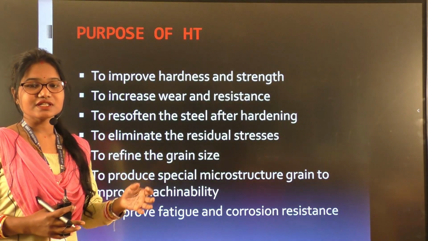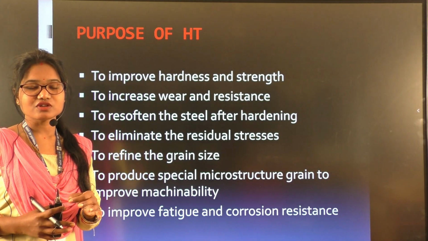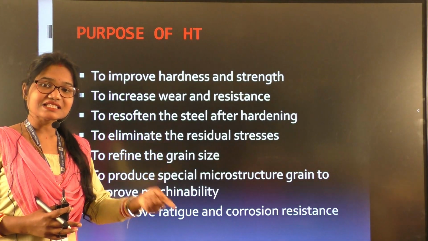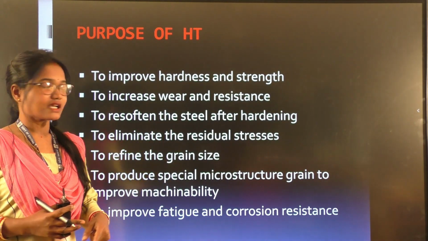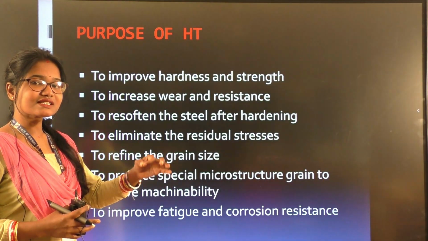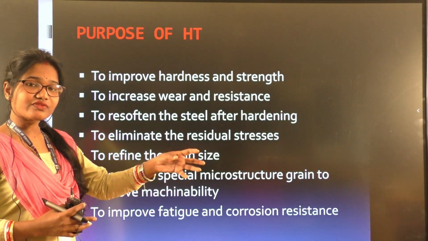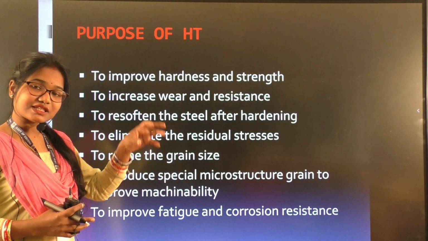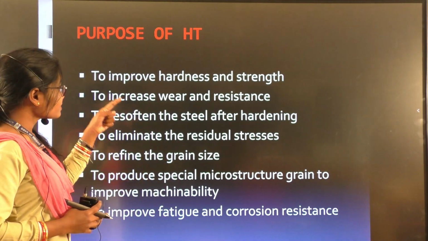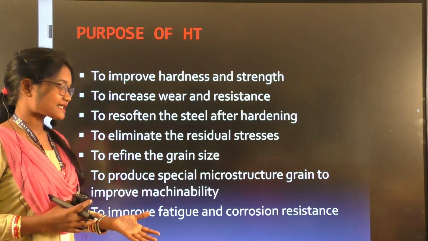In some phases, with the increase of the carbon content and the increase in the temperature, the grain size will also change. Sometimes at a certain temperature and after the addition of a certain percentage of carbon, a phase will come where a microstructure grain is also required. By doing the heat treatment method, we can get that microstructure grain size.